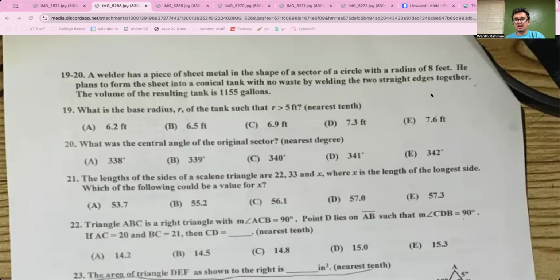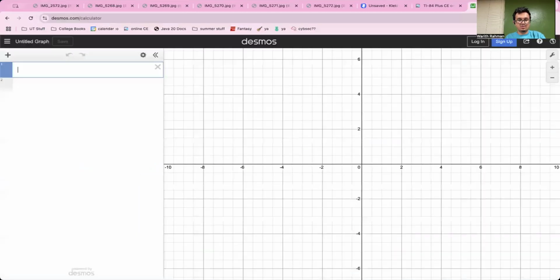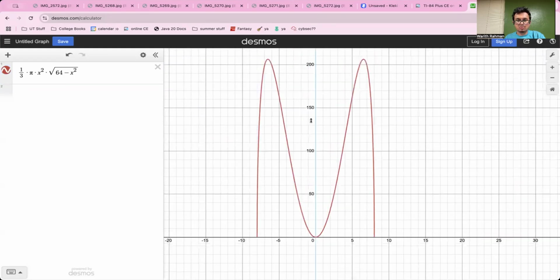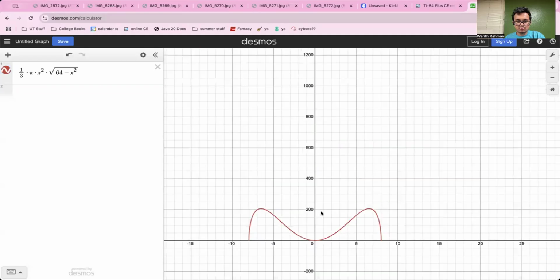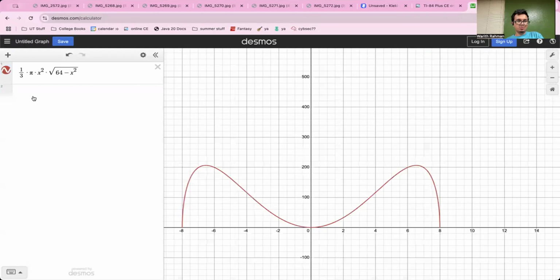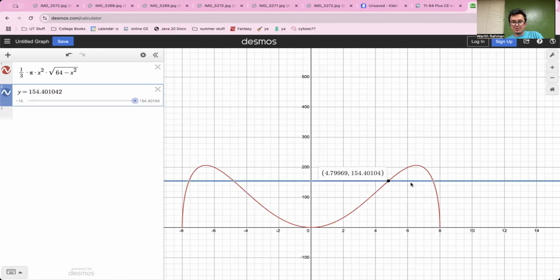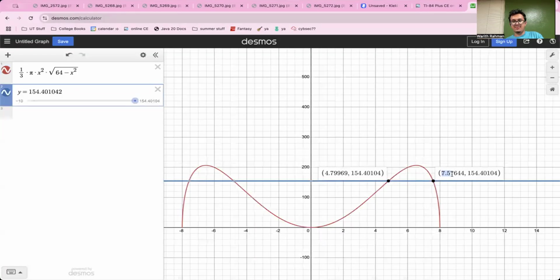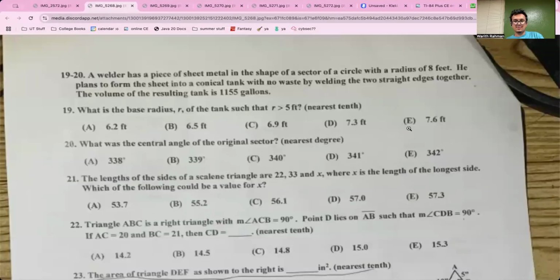So 1/3 pi, I'm gonna use Desmos. 1/3 times pi times r squared, we'll use x squared, times h, which is the square root of 64 minus x squared. Okay. Is that a McDonald's logo? Interesting. Okay. And then this is the volume. We want it to equal that weird value that we got earlier. Okay, so you'll observe that there's two positive values. We said our radius is going to be greater than 5, so that makes our answer 7.57644, 7.6. There.